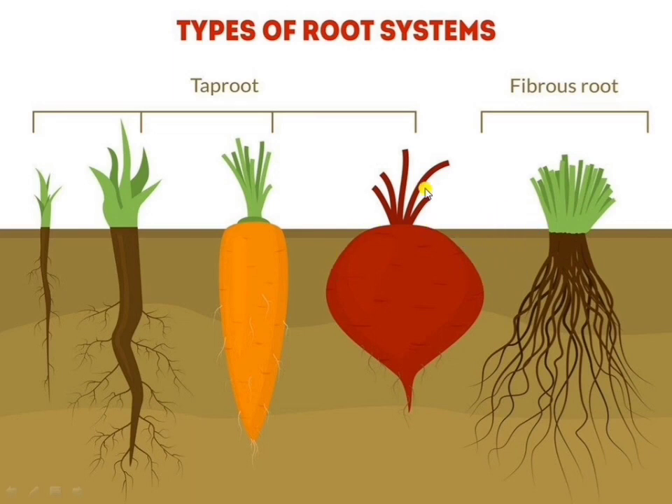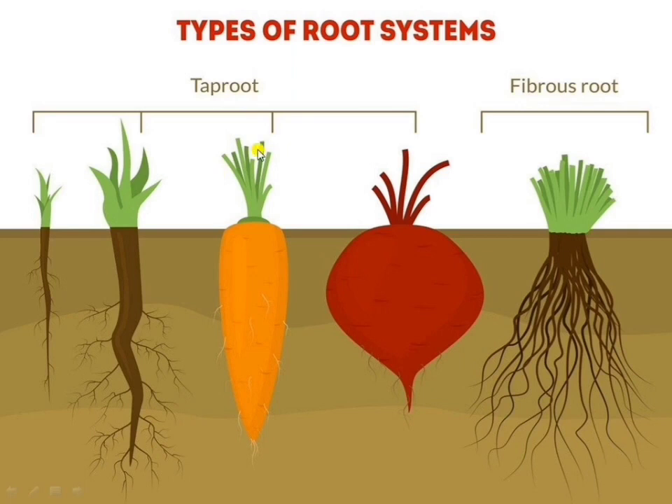In both types of roots, there are clusters of very fine hair-like structures called root hairs. These fine structures are root hairs. They help water and nutrients to be easily absorbed. That's why they have root hairs, to easily absorb the water and minerals.